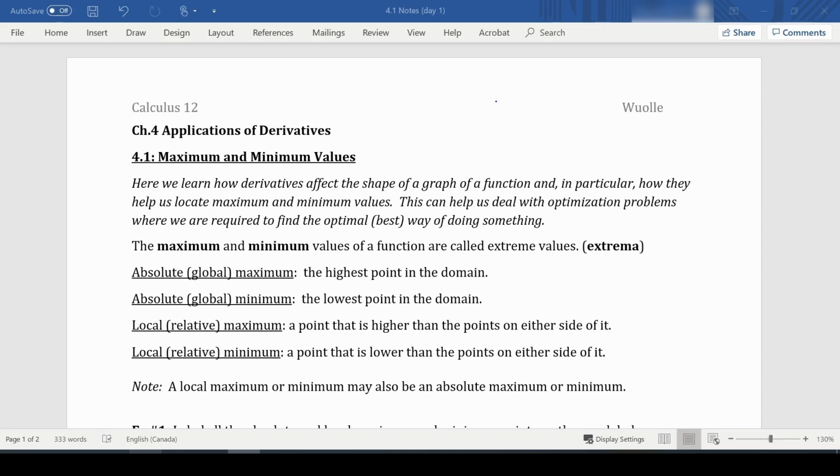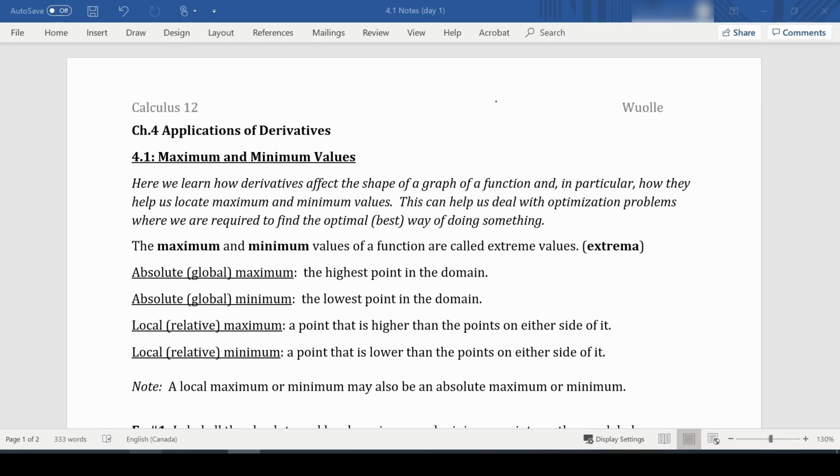The maximum and minimum values of a function are called extreme values. There are different types of these. There's an absolute maximum, which is the highest point in the domain. This is also called a global maximum. There is an absolute minimum, which is the lowest point in the domain, also called a global minimum.